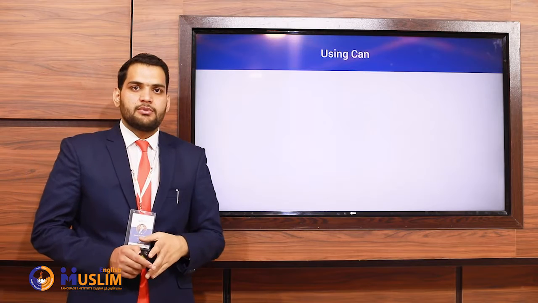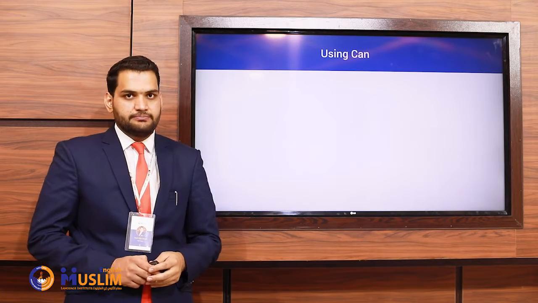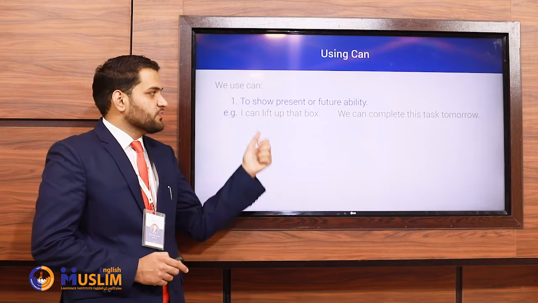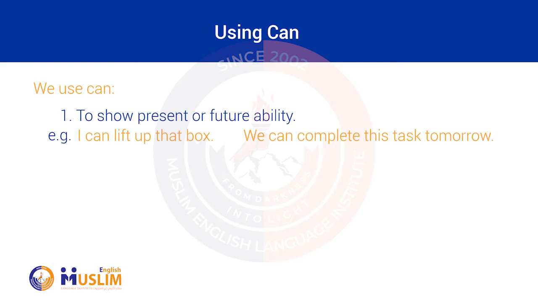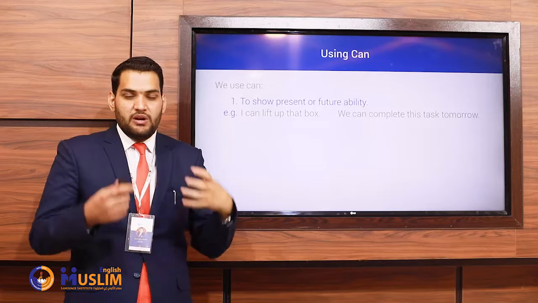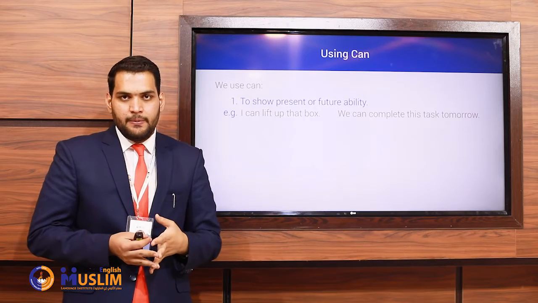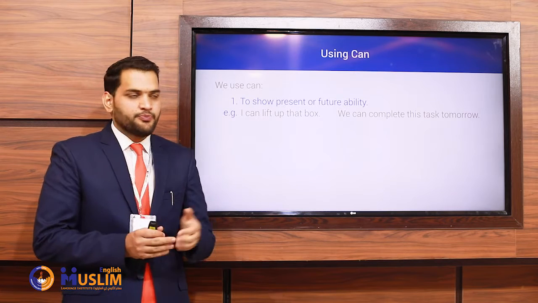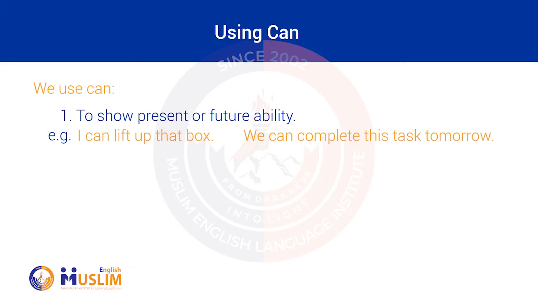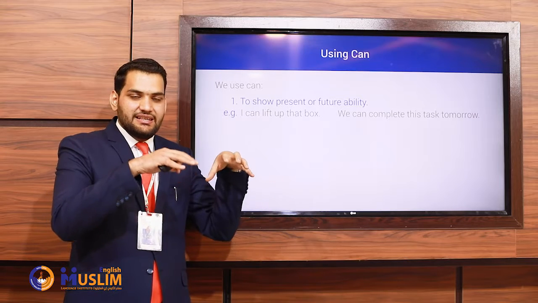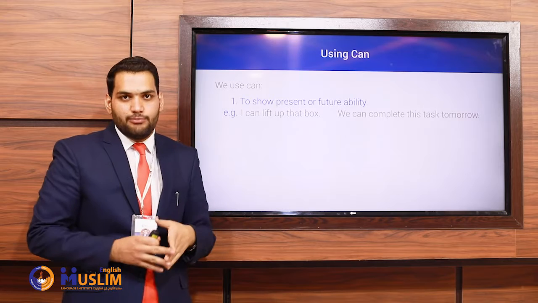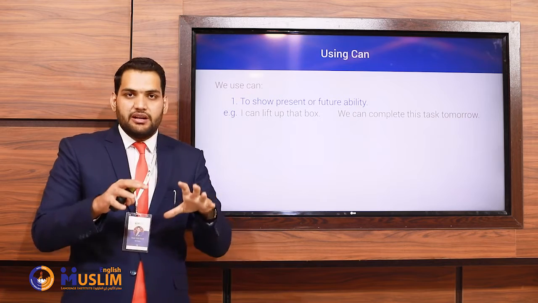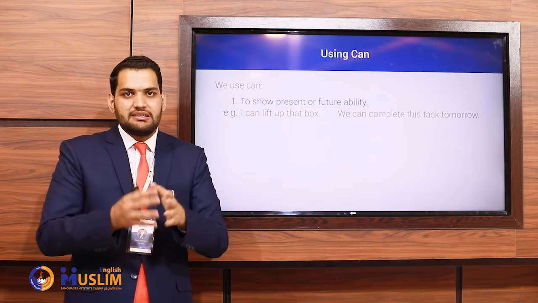Let's talk about the first modal auxiliary verb, and that is can. We use can for three main purposes. Number one, to show present or future ability. What you can do is called your ability. So to show present or future ability, we use the modal verb can. For example, I can lift up that box. This is my ability in the present. We can complete this task tomorrow. This is our ability that tomorrow we can complete this task.